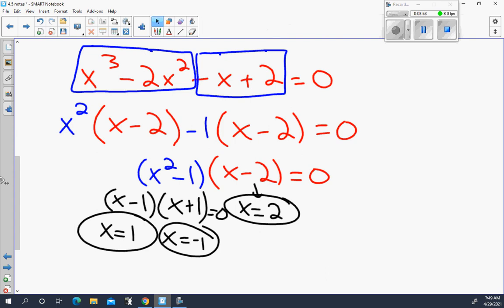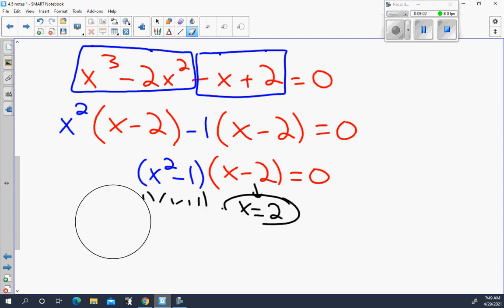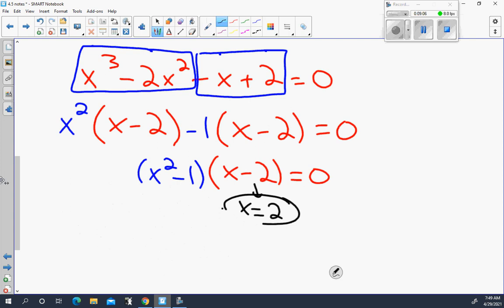Okay, so x equals 2, 1, or negative 1. The other thing you can do is just say x squared minus 1 equals 0, add 1, so x squared equals 1. Take the square root and say that x is equal to positive or negative 1.